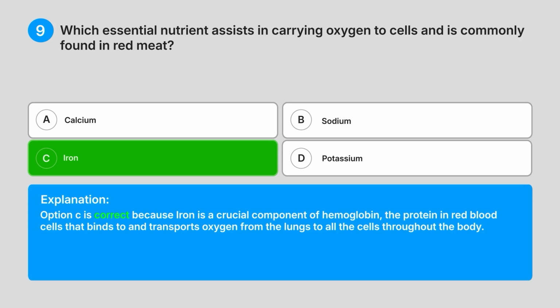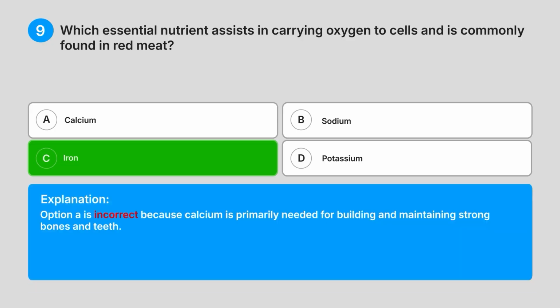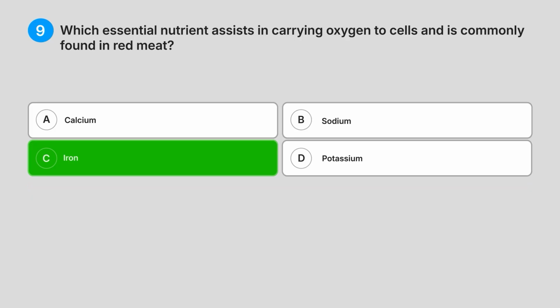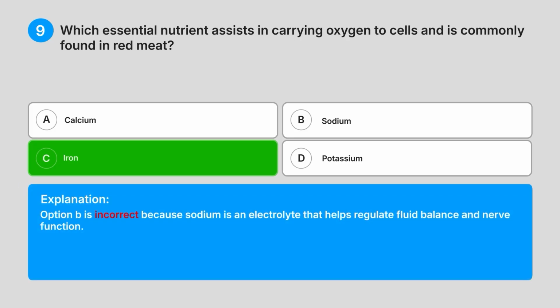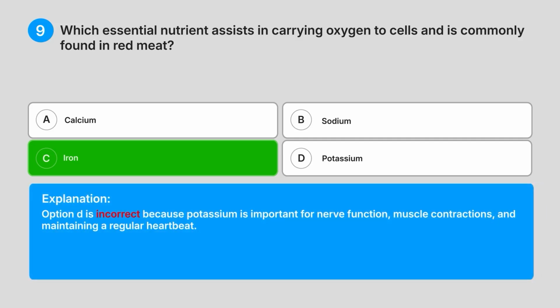Explanation: Option C is correct because iron is a crucial component of hemoglobin, the protein in red blood cells that binds to and transports oxygen from the lungs to all the cells throughout the body. Option A is incorrect because calcium is primarily needed for building and maintaining strong bones and teeth. Option B is incorrect because sodium is an electrolyte that helps regulate fluid balance and nerve function. Option D is incorrect because potassium is important for nerve function, muscle contractions, and maintaining a regular heartbeat.